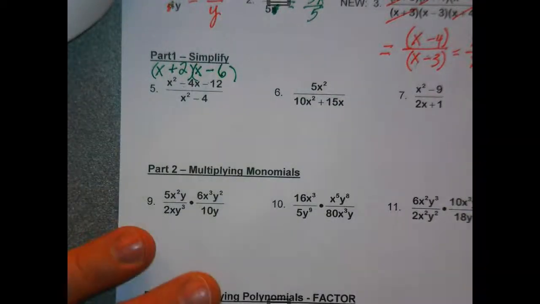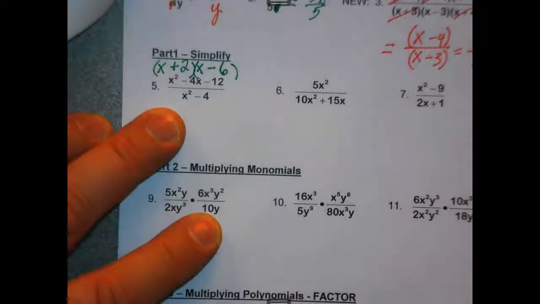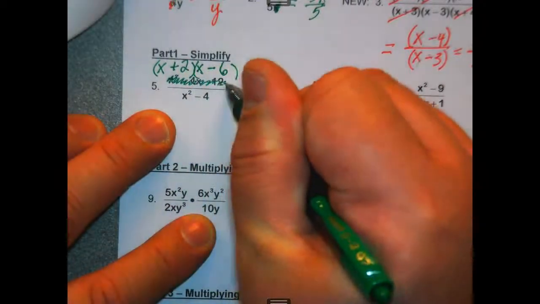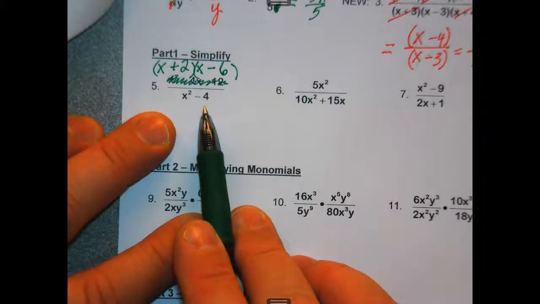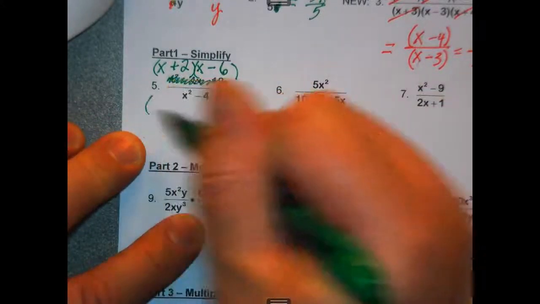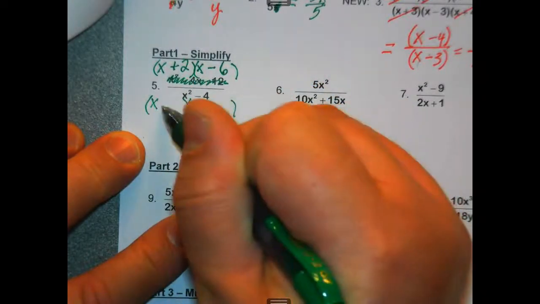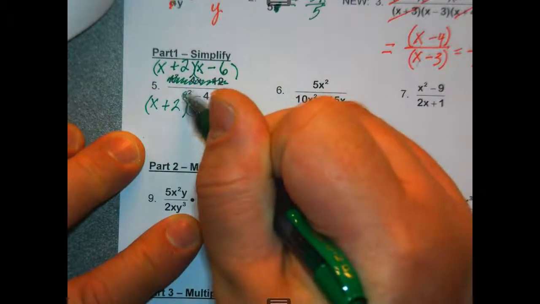Oh, by the way, the denominator. What kind of quadratic do I have here in the denominator? X squared minus 4. A difference of squares. Okay. X plus 2, x minus 2, right? Difference of squares.